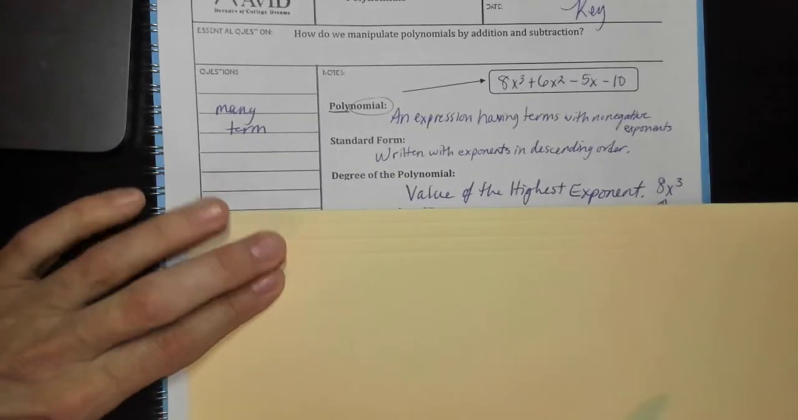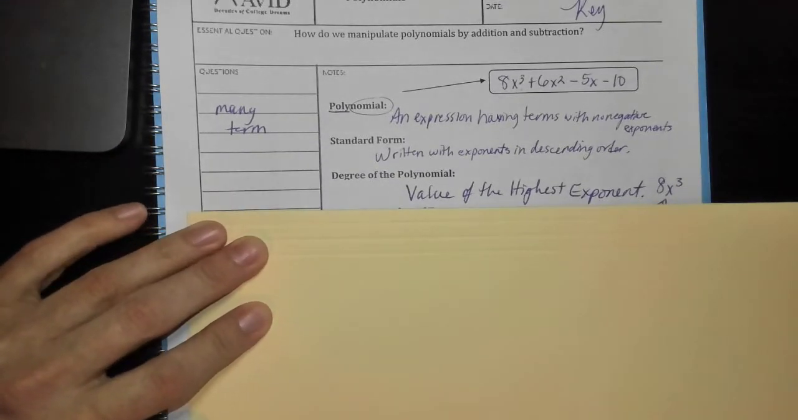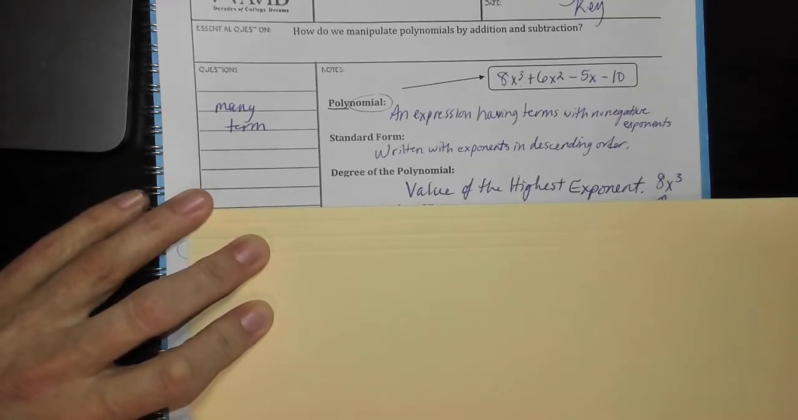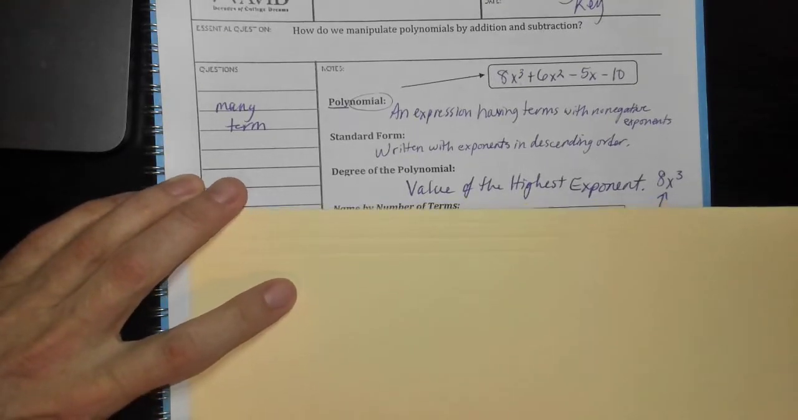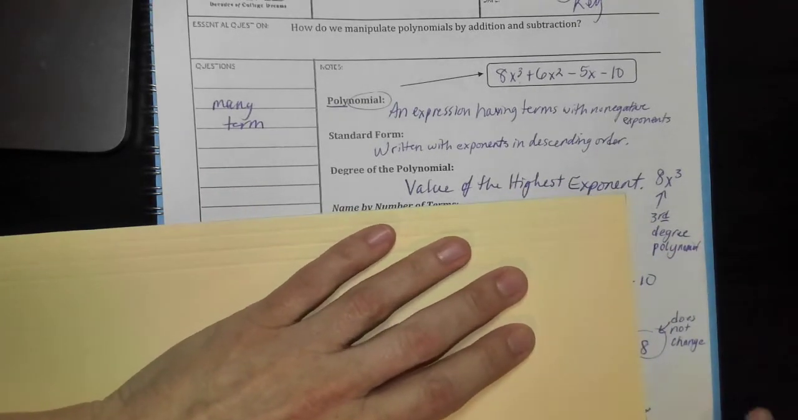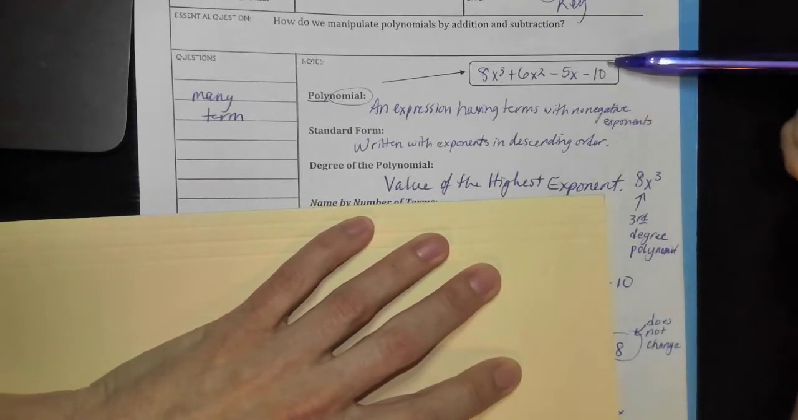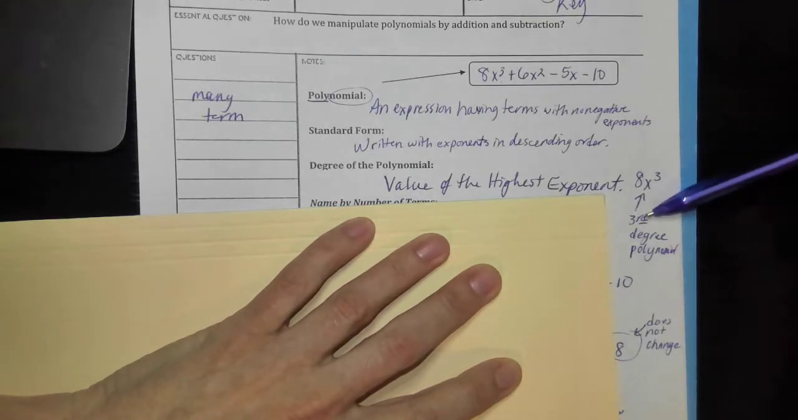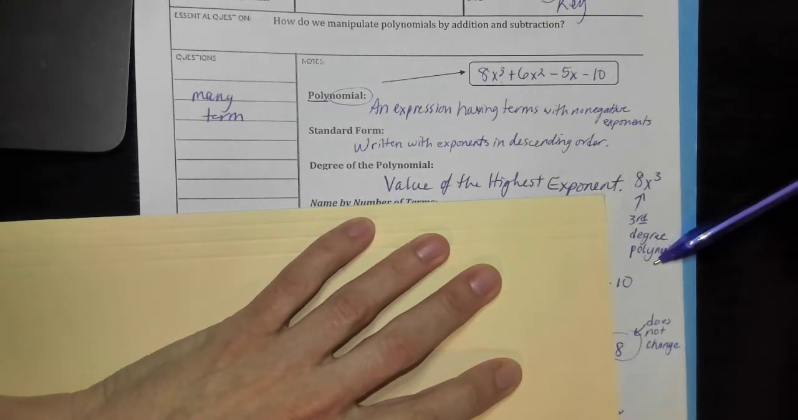The degree of a polynomial, we have to have some common terminology here. It's the value of the highest exponent. So in our example, we have 8x to the third. So this polynomial up here would be considered a third degree polynomial.